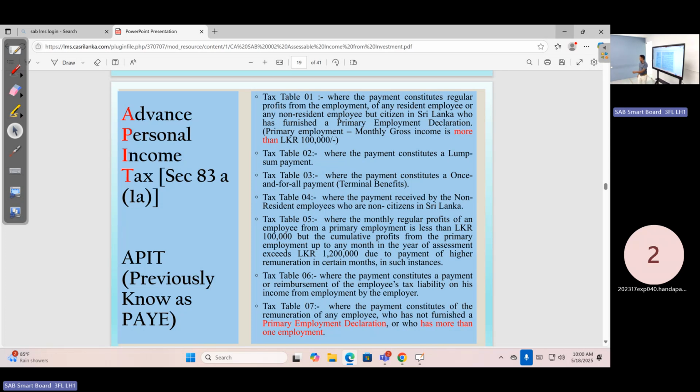So then we can have that annual table. So 1.2 million exit උනාට පස්සේ තමයි table එක apply වෙන්නේ. So table 6, where the employees, where the tax.